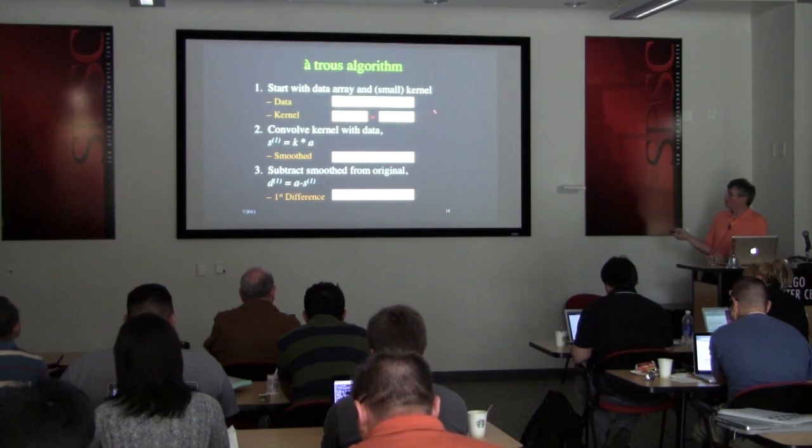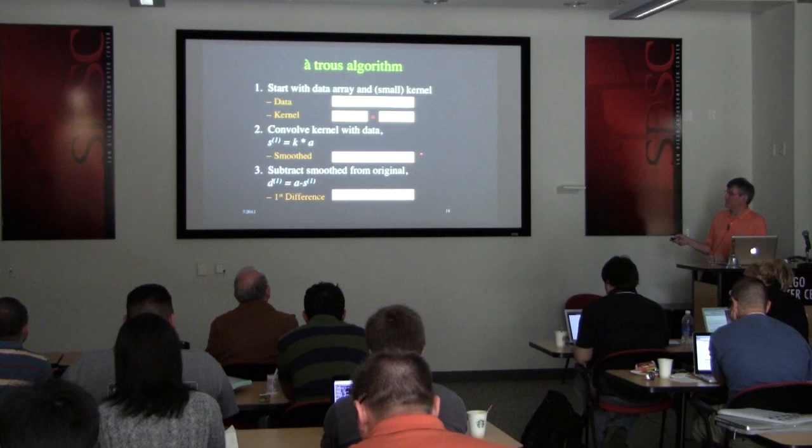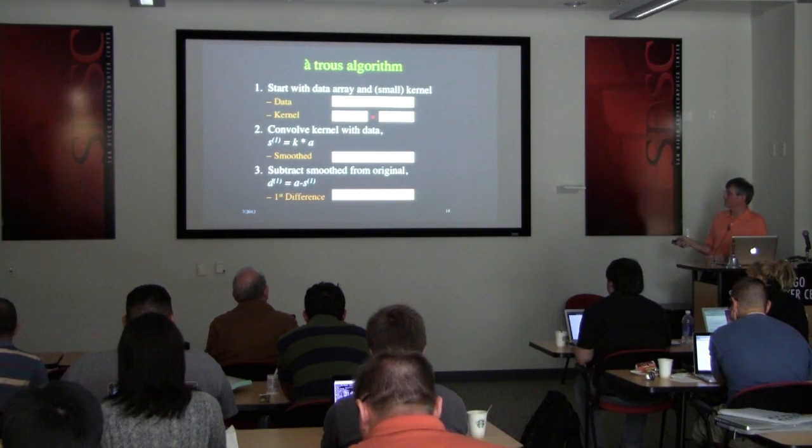You convolve the kernel with the data, and that produces a smooth version of the data. The smooth version of the data has the same number of pixels as the original image does. You subtract the smoothed version of the data from the original, and what you get is a difference image. Okay, that's step number 1.